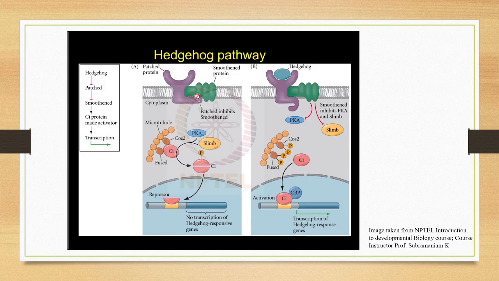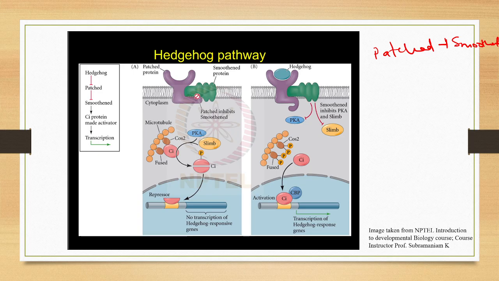So this pathway can be understood in two ways. The first is when the ligand is absent, and second when your ligand is present. So what is the ligand here? The ligand is hedgehog. When your ligand is absent, this is the patched protein, which is a receptor for your hedgehog ligand. So patched will inhibit the smoothened protein. And because of this inhibition, the CI protein acts as a repressor. And there is no transcription of hedgehog responsive genes.